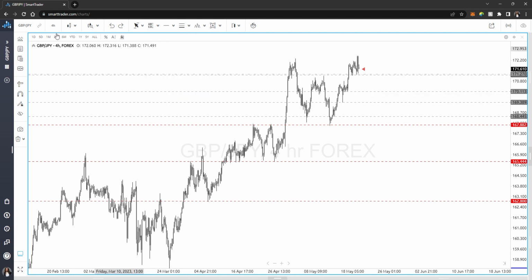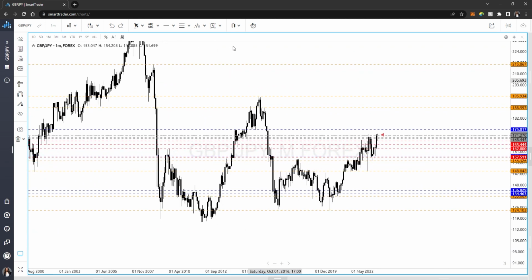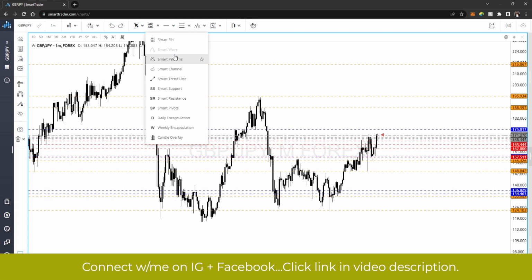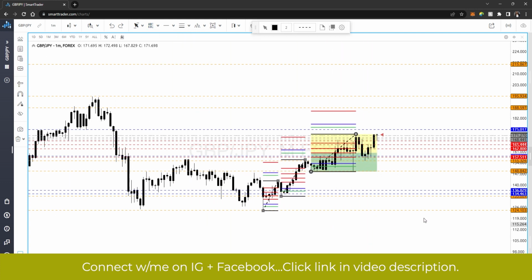Now that I've done that, I'm going to go back to my higher time frame and figure out what's going on on the charts, right? So I go back to the monthly. I grab my smart Fibonacci tool. I click the lowest point.